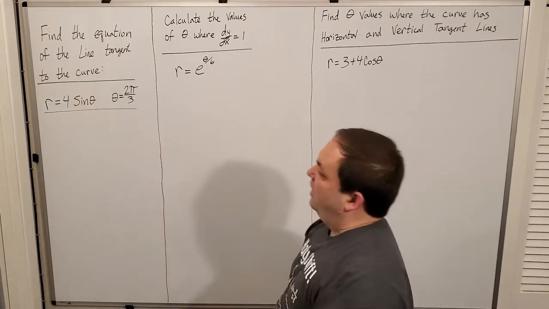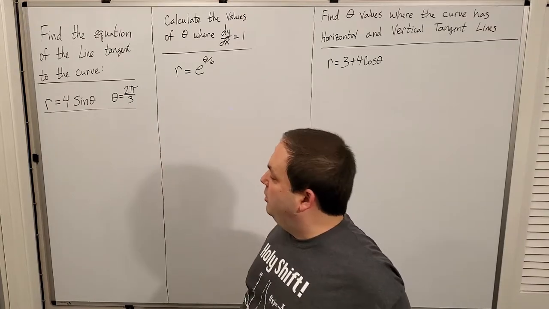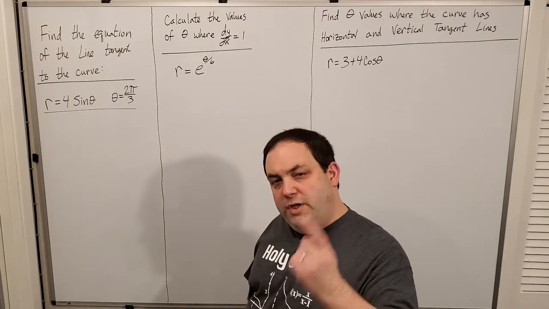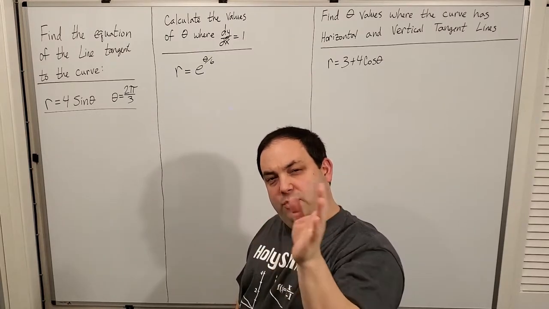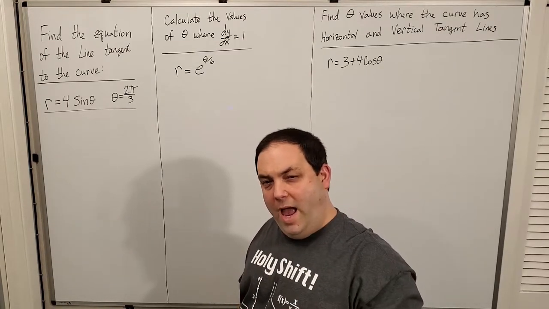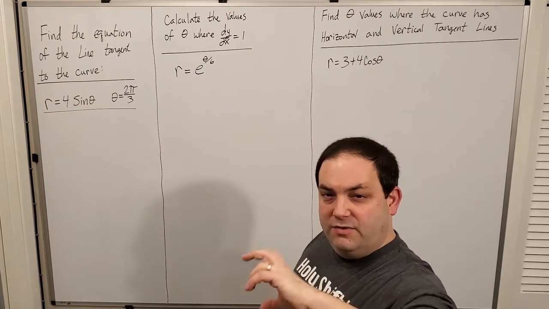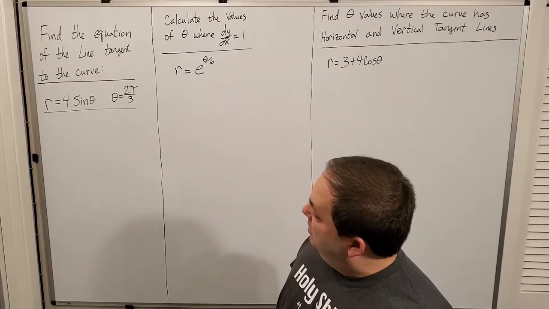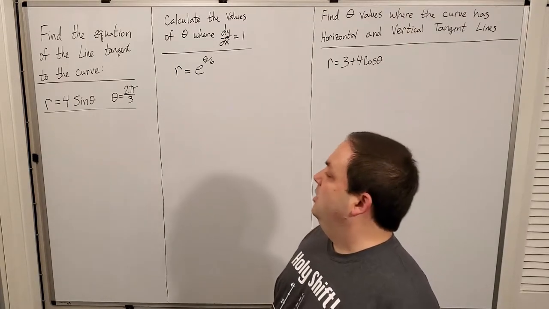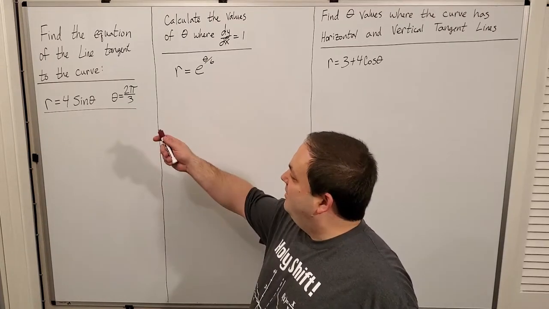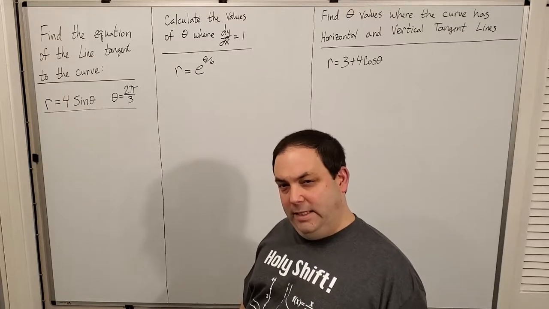Find the equation of a tangent line. I've got r equals 4 sine theta, which we know is the circle above the origin, symmetrically centered on the y-axis. It has a radius of 2, a full height of 4. And we want to know the tangent line to this curve at theta equals 2 pi over 3.